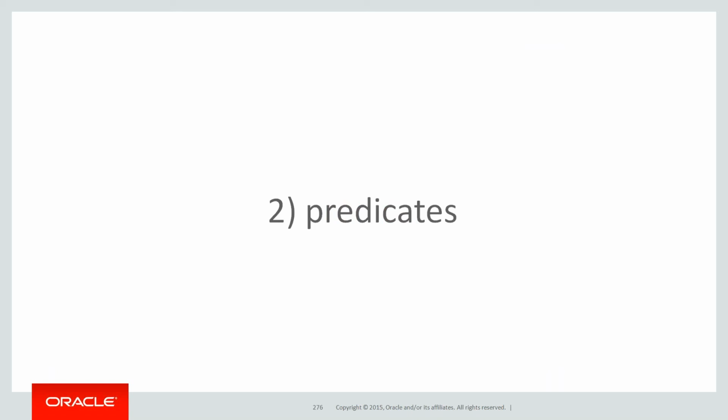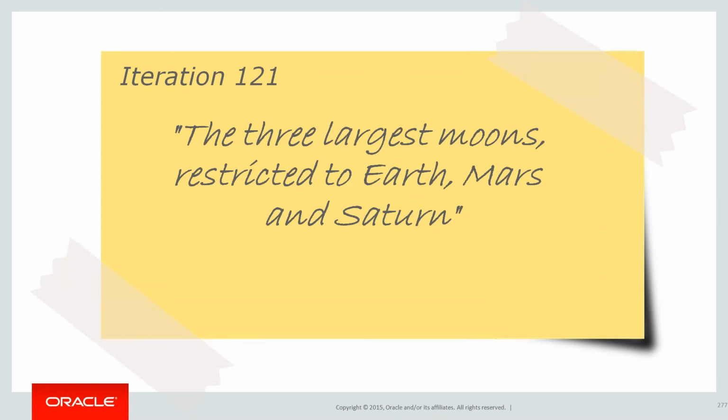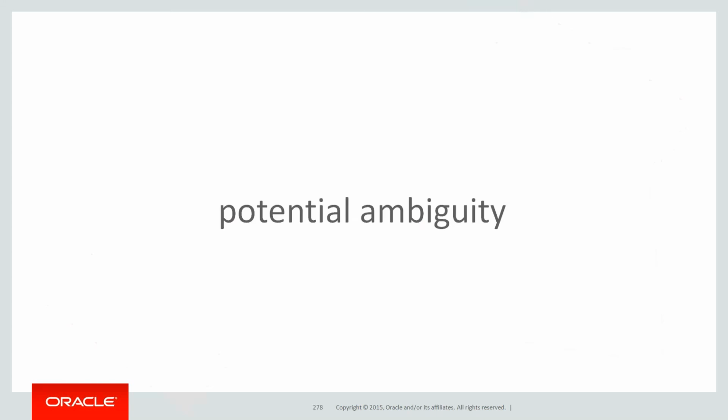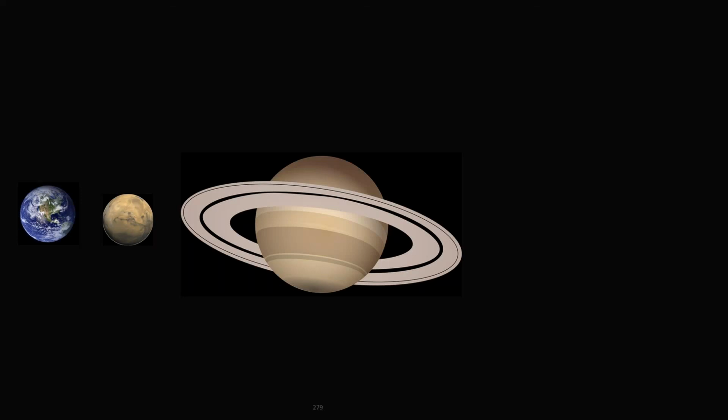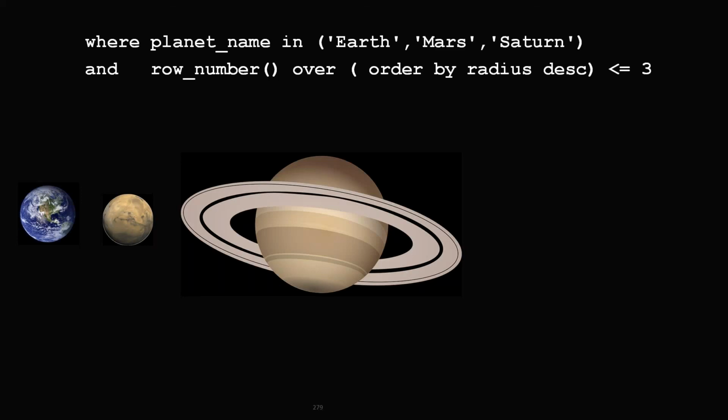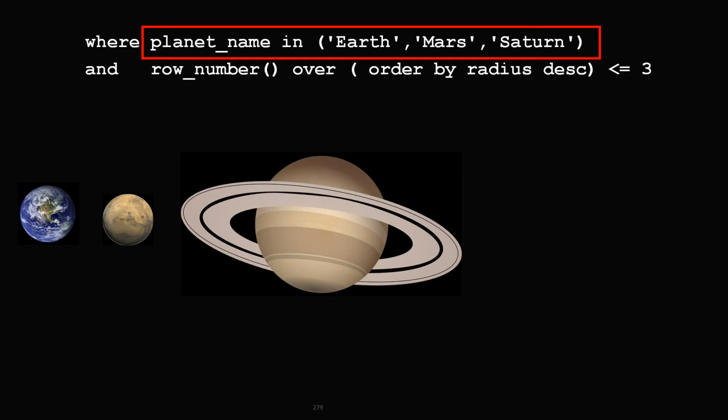The only other limitation that, well, it's not really a limitation, it's something to be aware of, is predicates. Let's look at an example. If I'm doing the 3 largest moons restricted to Earth, Mars, and Saturn, there's a potential ambiguity even in that question. Here is Earth, Mars, and Saturn, and here's our predicate. If I say where planet name is Earth, Mars, and Saturn, and the row number ordered by radius descending is greater than 3, I'm looking for the 3 biggest planets, 3 biggest moons.